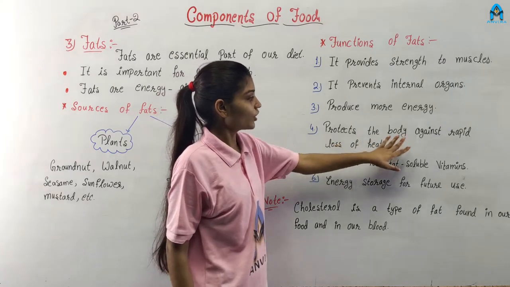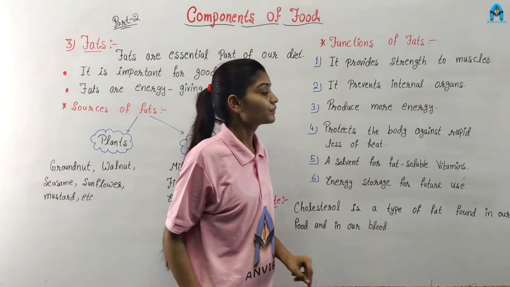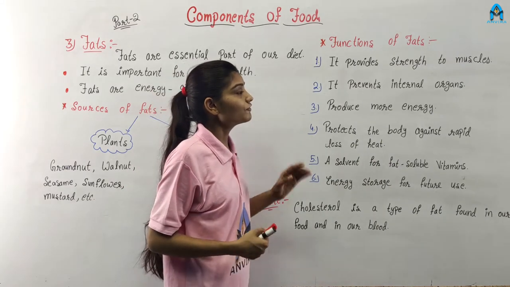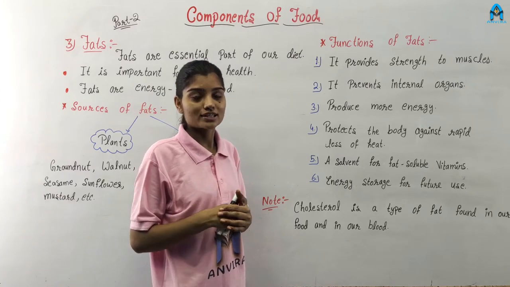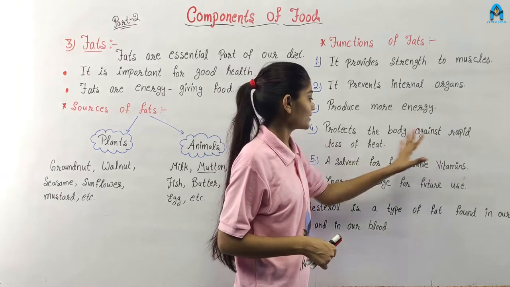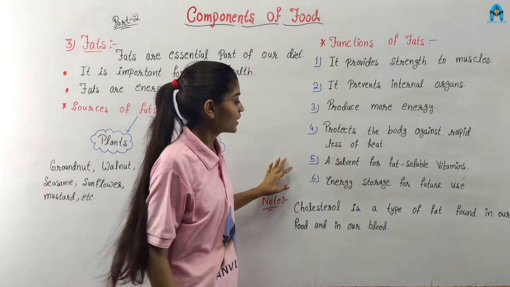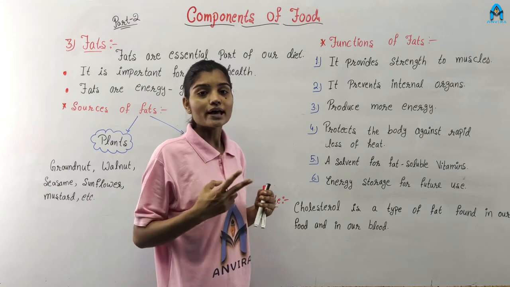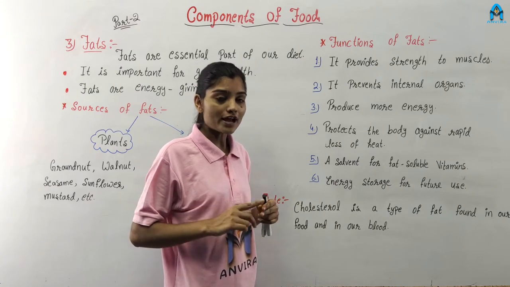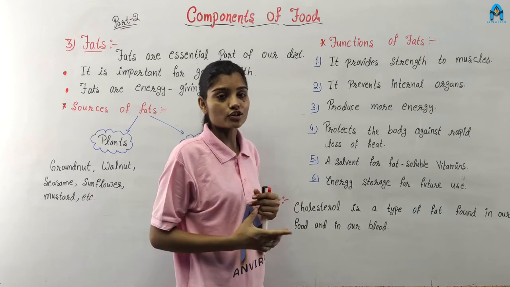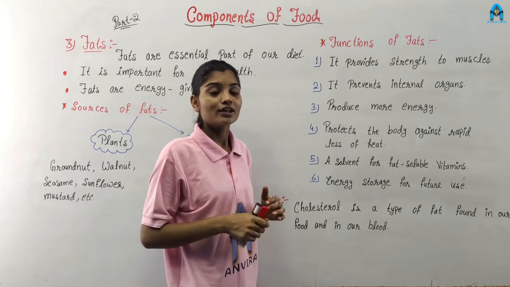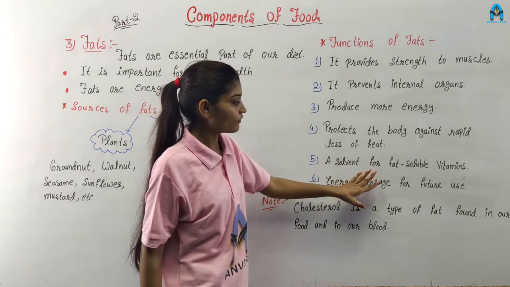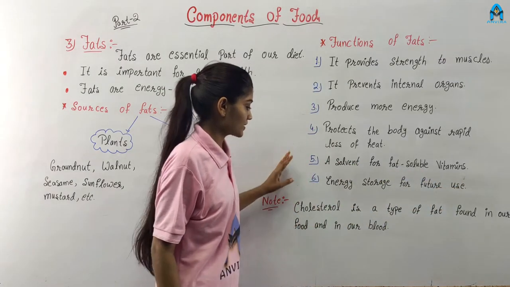Fourth, protects the body against rapid loss of heat. Our body continuously loses heat. But the fat present below our skin protects the body against rapid loss of heat. Fifth, a solvent for fat soluble vitamins. There are two types of vitamins. The first one is fat soluble and the second one is water soluble, which we are going to read in further detail. And fat acts as a solvent for fat soluble vitamins.